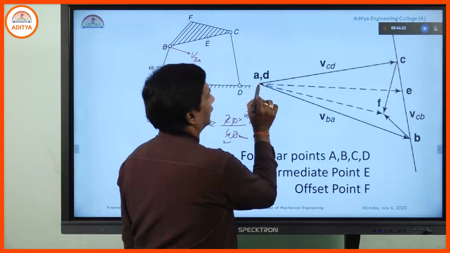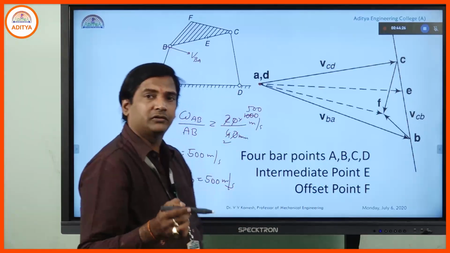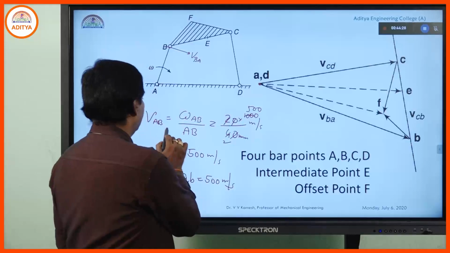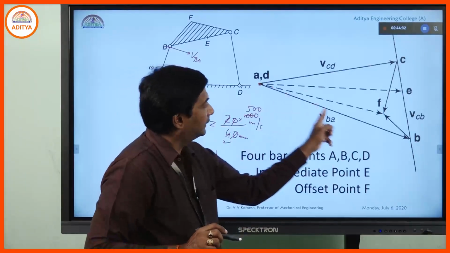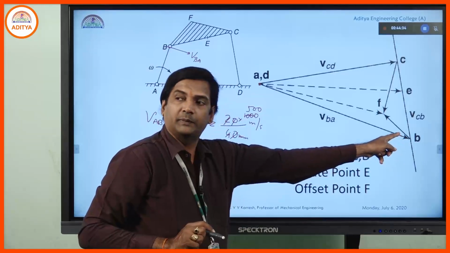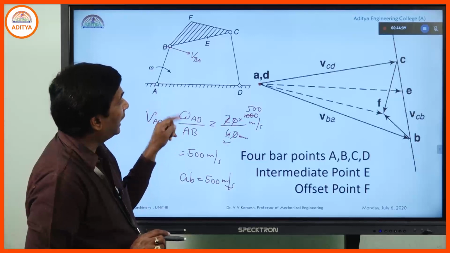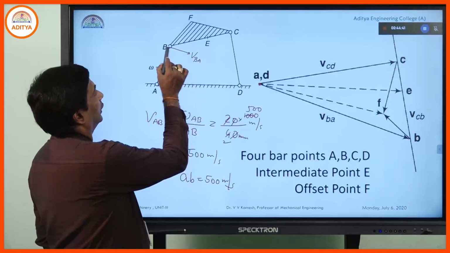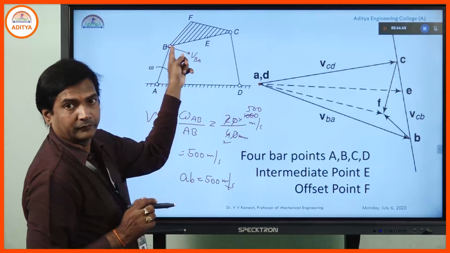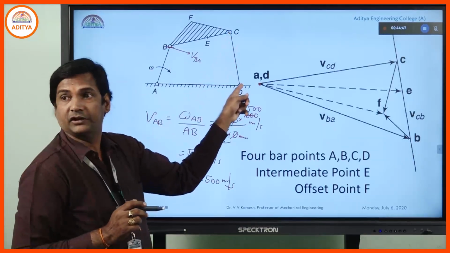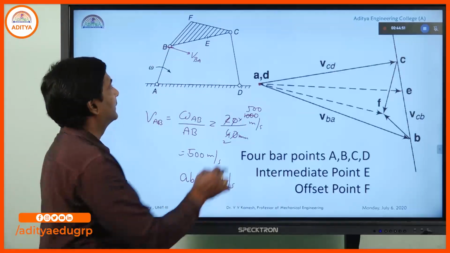That means velocity of B with respect to A, VBA, or we can write with the capitals VBA like this, or VAB. So this is the line, 500 meters per second, we are representing with the calculation VAB. After that, now velocity of C with respect to B or velocity of C with respect to D. How will these be calculated?